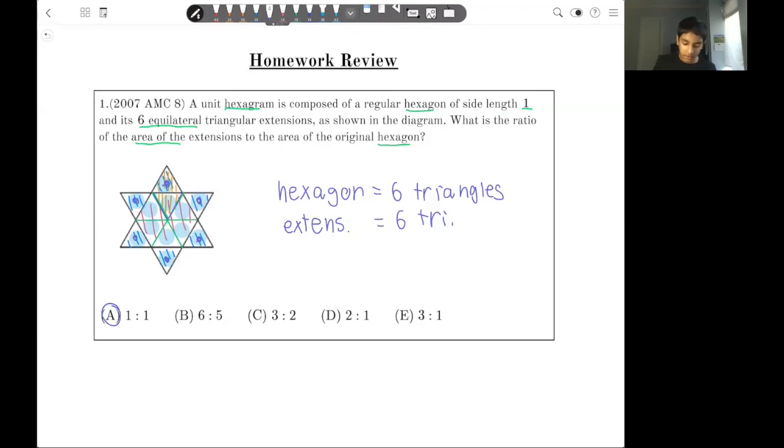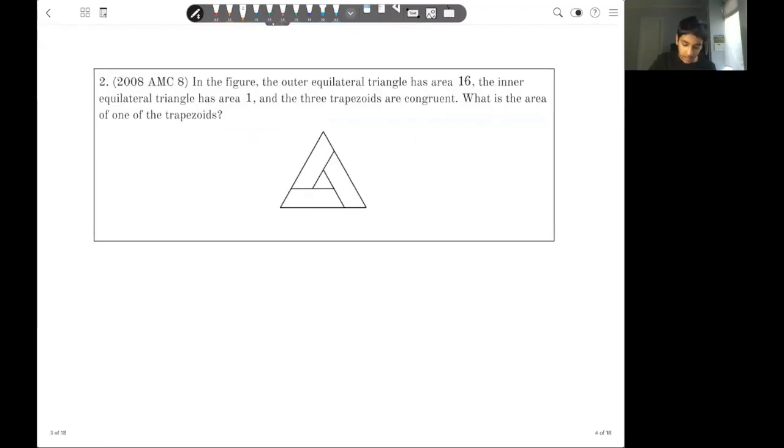Okay, let's try number 2. In the figure, the outer equilateral triangle has an area of 60, and the inner equilateral triangle has an area of 1. So this is 1, the inside one, and the whole thing is 60. And then the 3 other trapezoids are congruent. So these 3 trapezoids all have an area of x. They all have the same area, right? Since they are congruent.